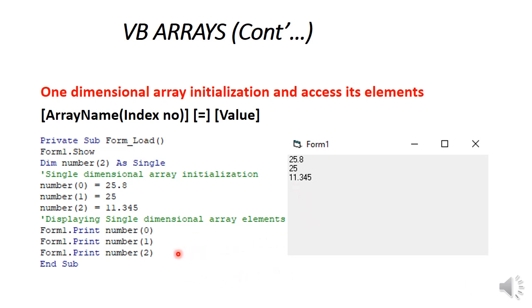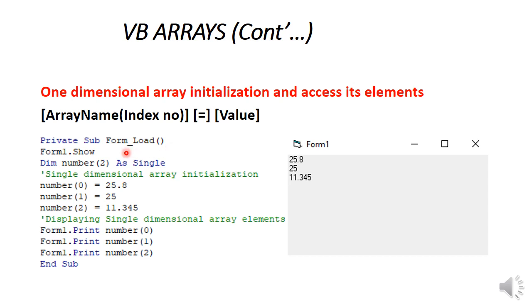So let us see a simple Visual Basic program where we declare an array, initialize this array, and access the elements of this array. So here we have the array declaration line. We first of all declare an array by using the dim keyword inside an event procedure which is called form load.